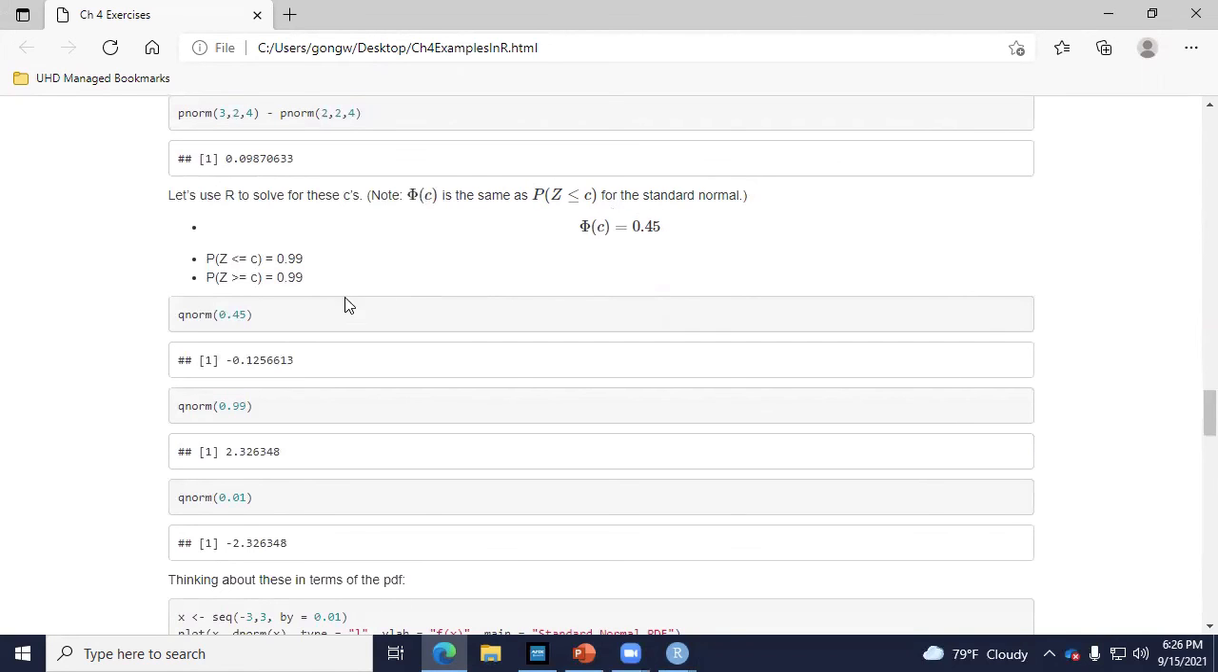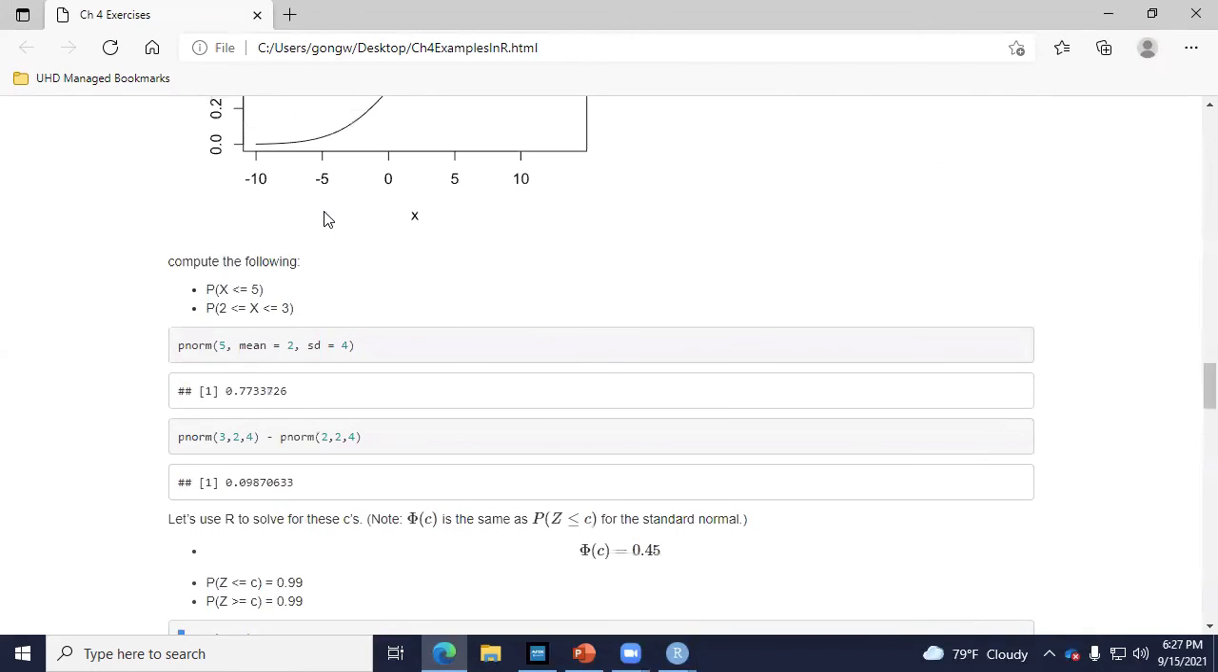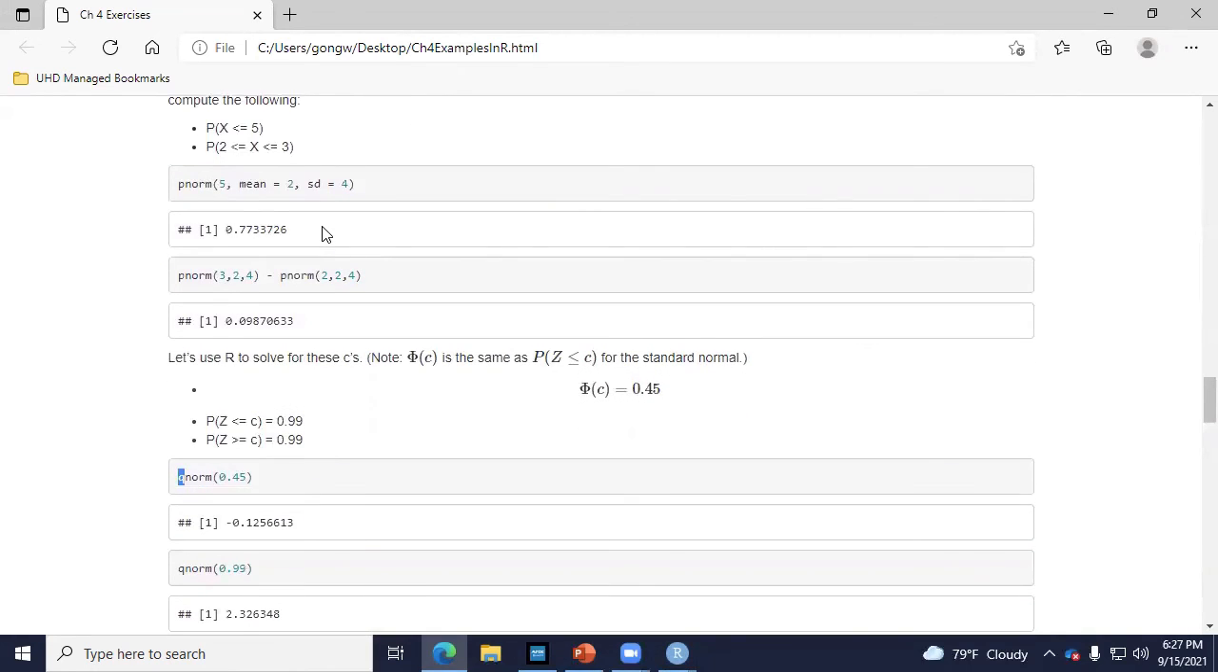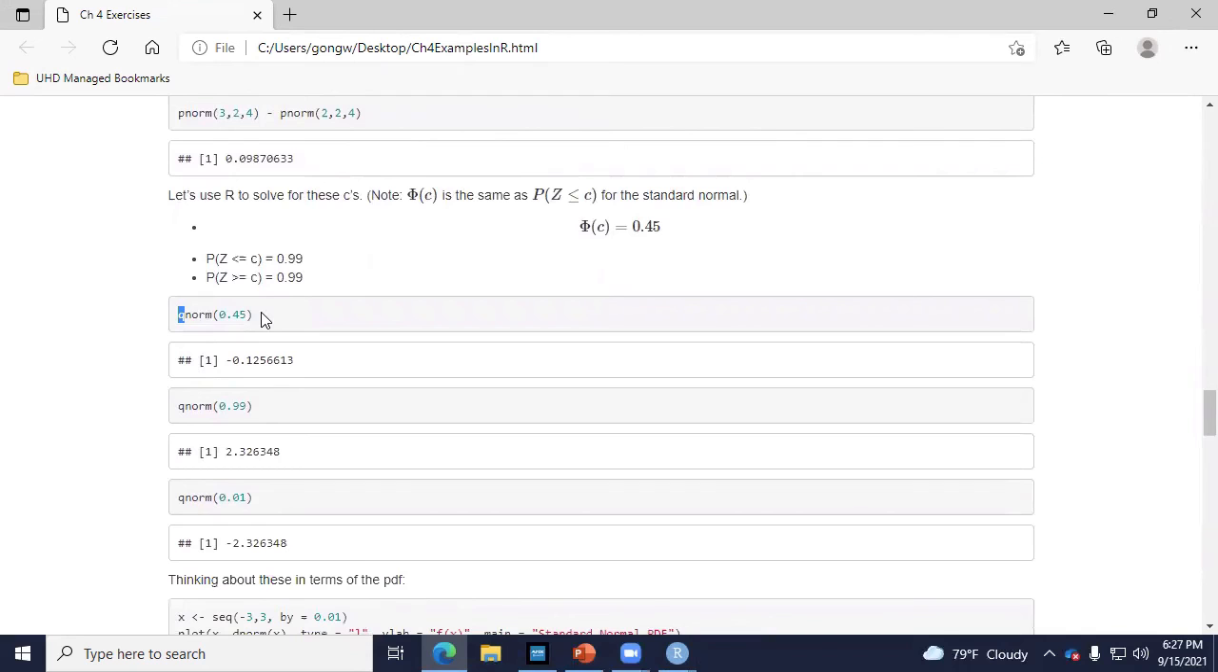The probability is 0.45. Once we know the probability and we're trying to find a quantile, we would use qnorm. Q represents quantile. Previously, we used pnorm, which is for the CDF. qnorm finds the quantile corresponding to this probability. Basically, it's trying to get the value C for this equation.